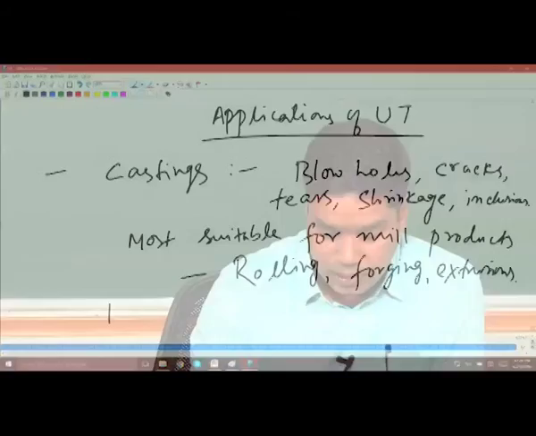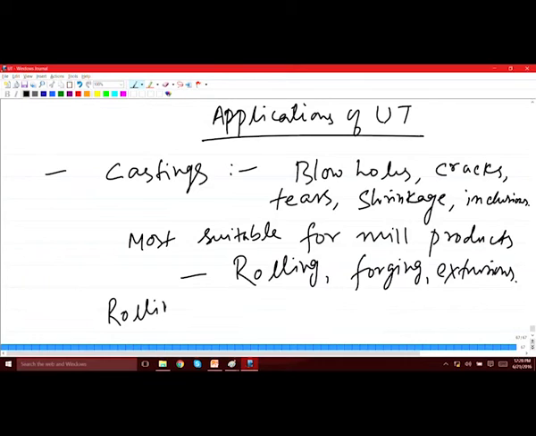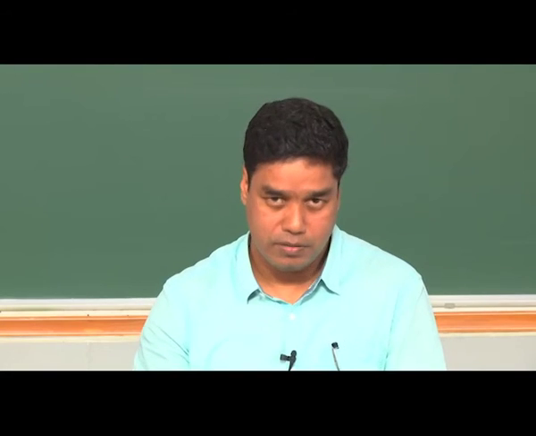For example, in rolling, you can have this kind of products, sheets, then plates, strips, okay, and there are different kinds of rolling defects which can be inspected. Similarly, in extrusion also the kind of extrusion defects that one encounters, those can be inspected by ultrasonic testing.